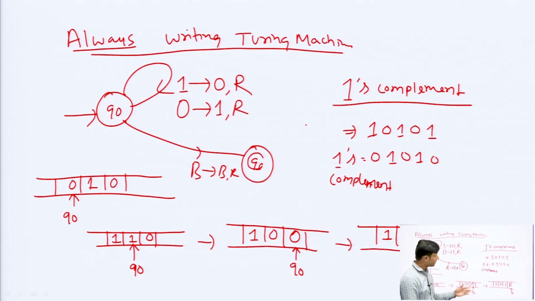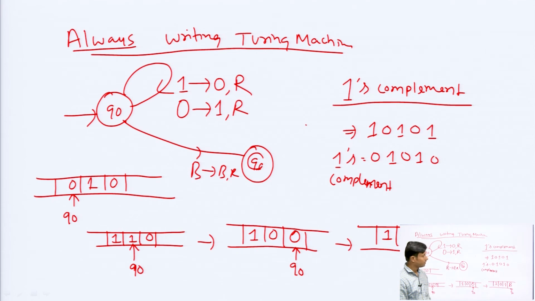So, like that you can do 1s complement, 2s complement and many numericals like this in the always writing Turing machine. Some numericals need the writing Turing machine, like the 1s complement. You see, every input you must change, you must write something, that is why this is the always writing Turing machine.